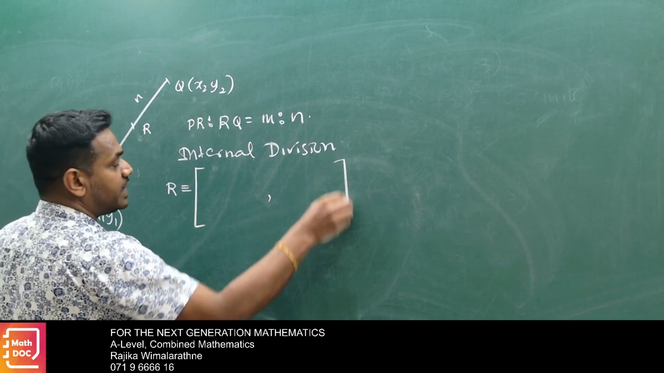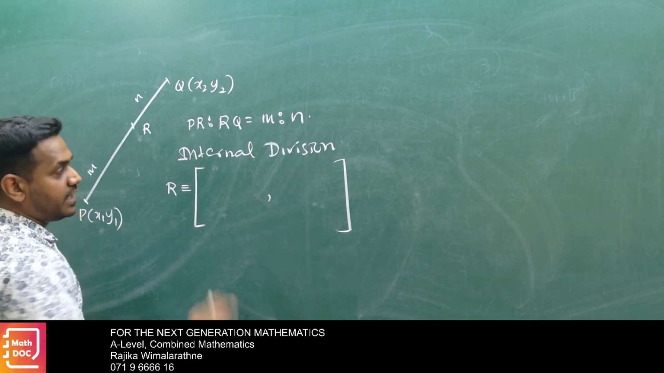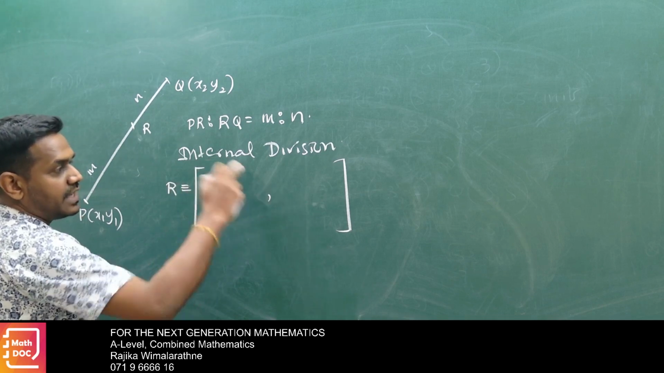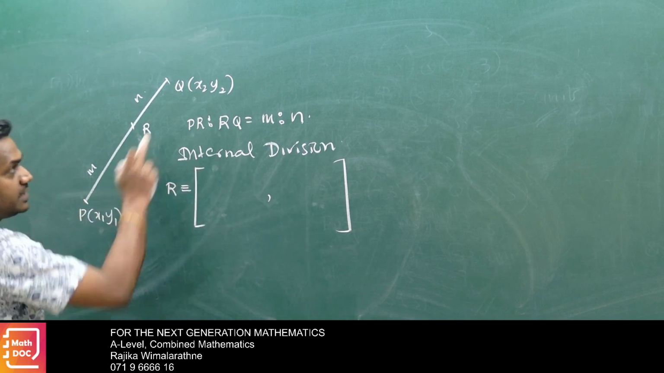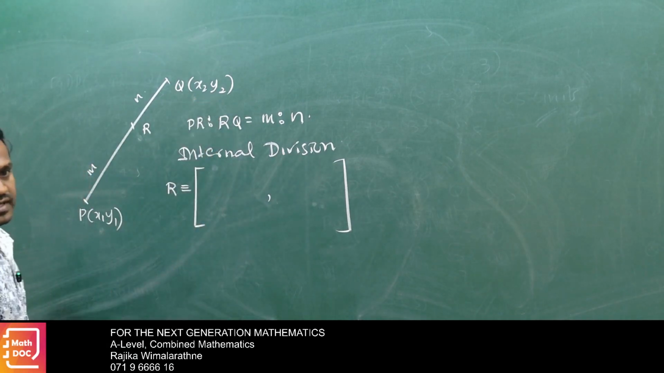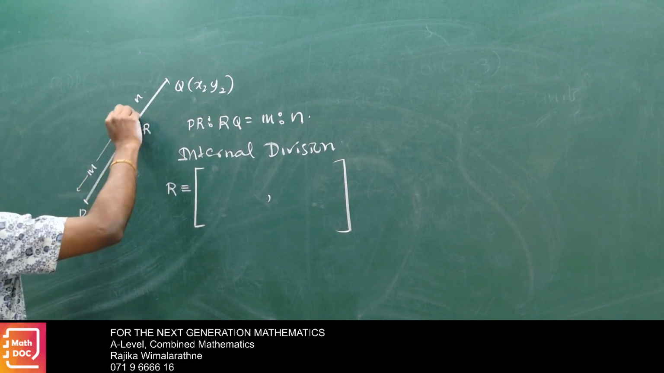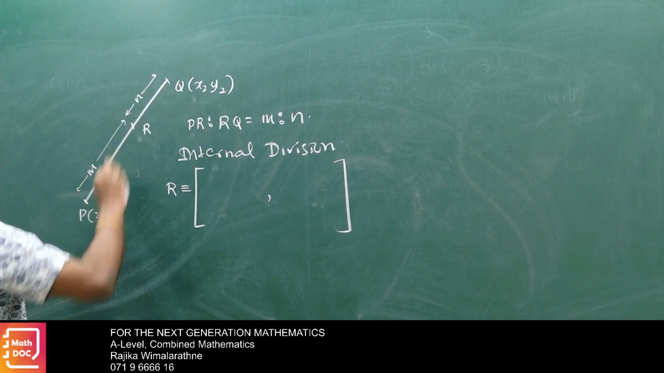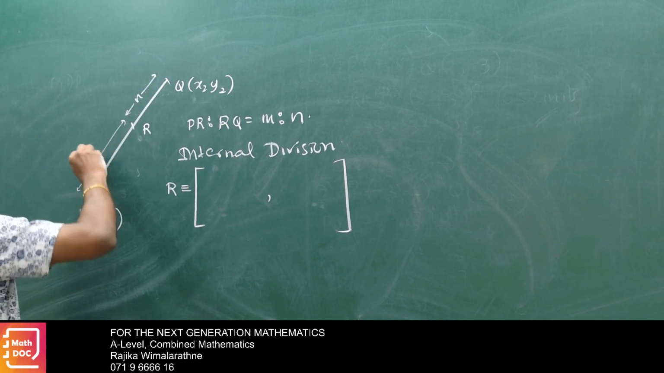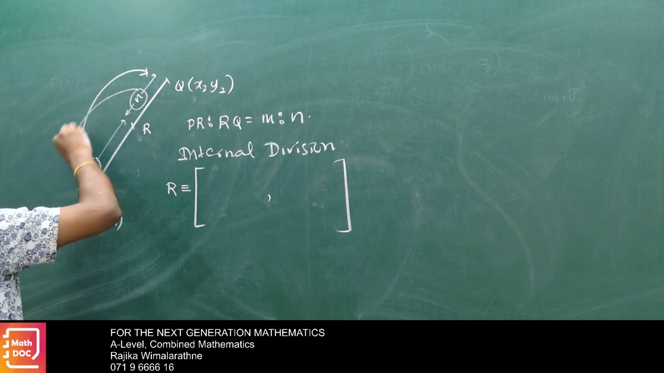The R coordinate has two parts, no? X and Y coordinate. The X coordinate deals with X only, and the Y coordinate deals with Y only. M is related with P and R, and N is related with R and Q. You multiply M with the non-related one and N with the non-related one.